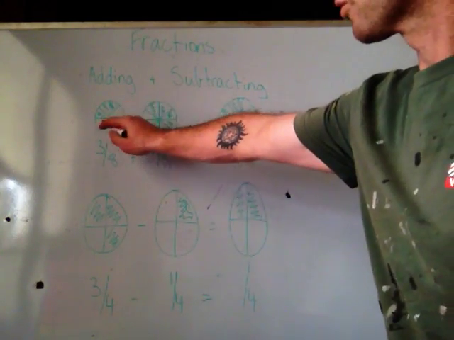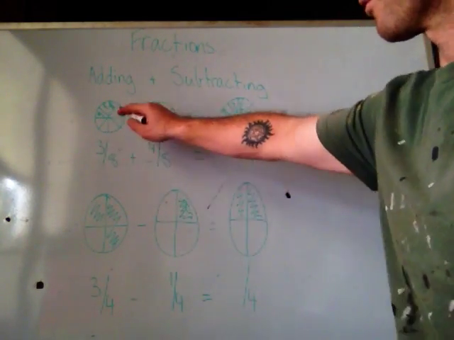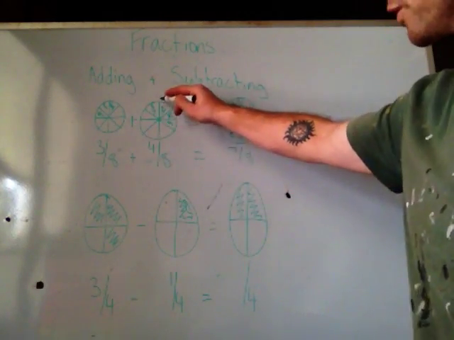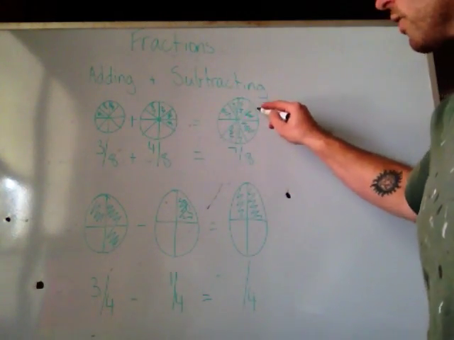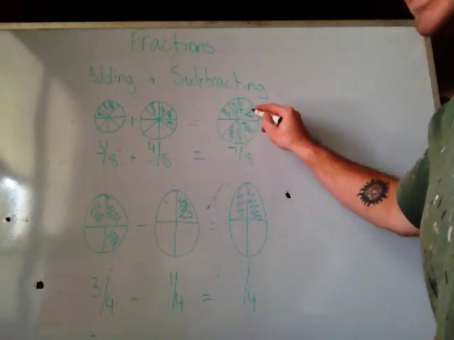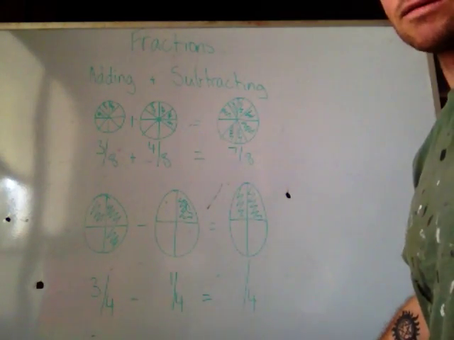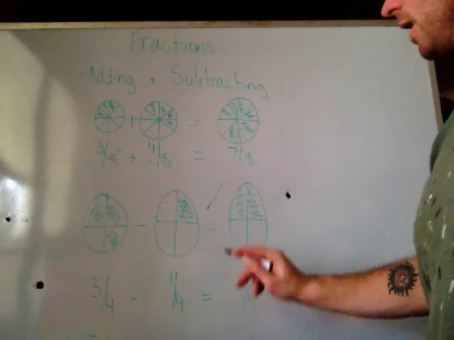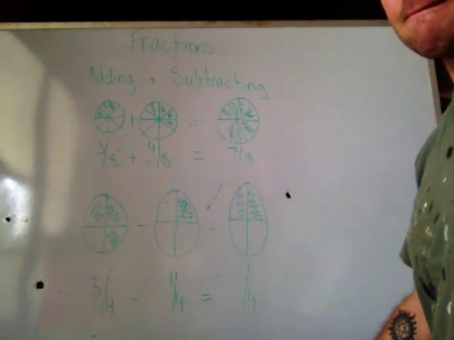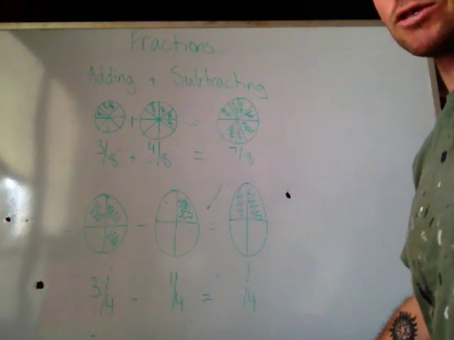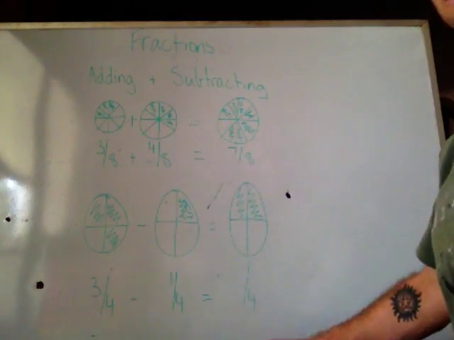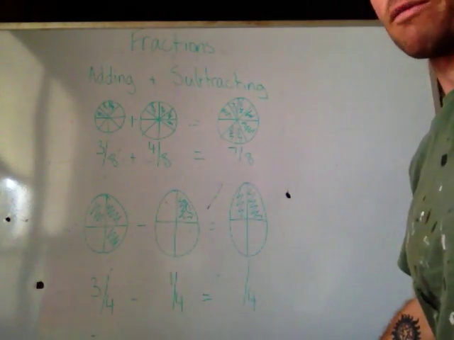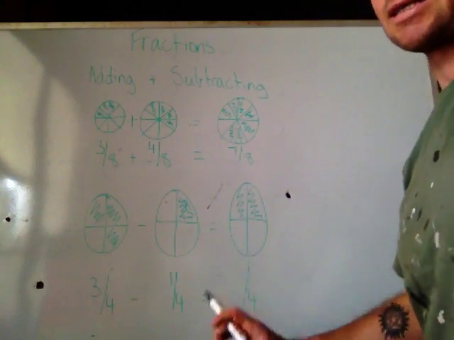This is what it looks like when I ate 3/8. This is what it looks like when Shakur ate 4/8. And this is how much pizza Shakur and I ate in the end. If I had 16ths there, like I said, that was the major issue people have, that's not what it looks like. So remember, it must stay the same denominator.